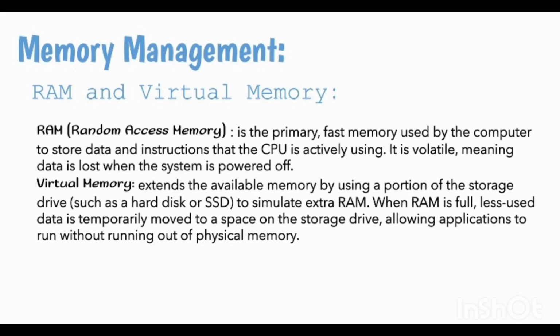Next, we see memory management: RAM and virtual memory. What is RAM? RAM is random access memory. RAM is the primary, fast memory used by the computer to store the data and instructions that the CPU is actively using. It is a volatile memory, meaning data is lost when the system is powered off. Next, virtual memory. Virtual memory extends the available memory by using a portion of the storage drive to simulate extra RAM. When the RAM is full, less used data is temporarily moved to a space on the storage drive, allowing applications to run without running out of physical memory.